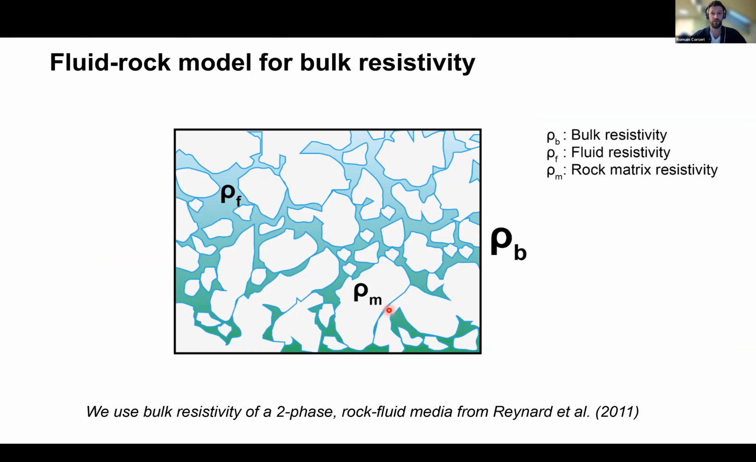For the interpretation of this anomaly, we use a model that describes the bulk resistivity of a two-phase rock-fluid medium. This is mainly inspired by a model described in Renard et al. 2011. In this model, we relate the bulk resistivity of a volume of the Earth to the conductivity of the fluid in the pore space or interstices, and the rock matrix.